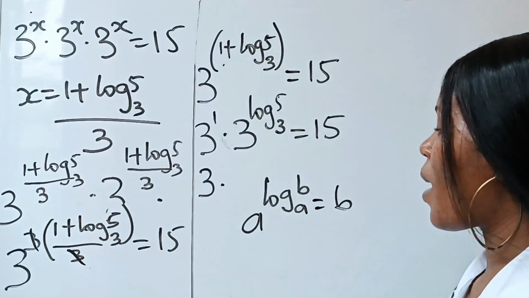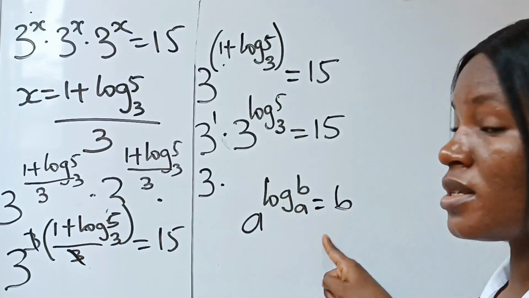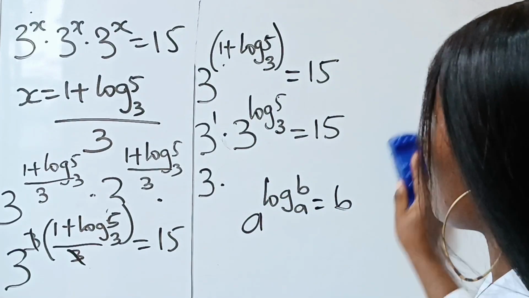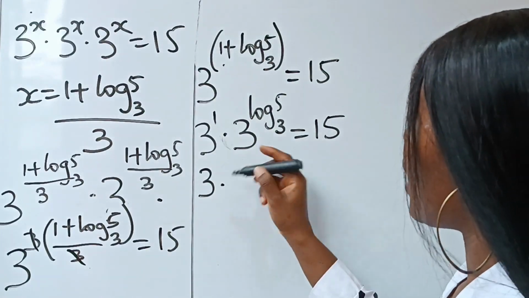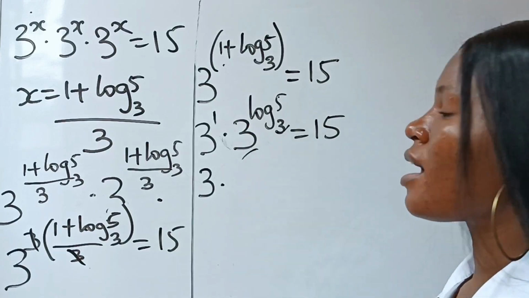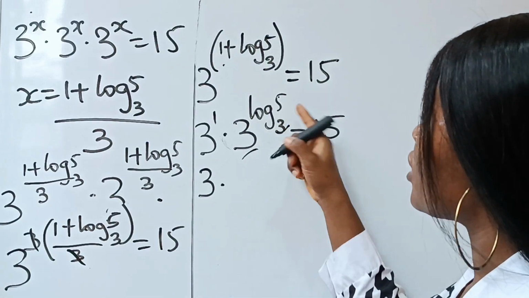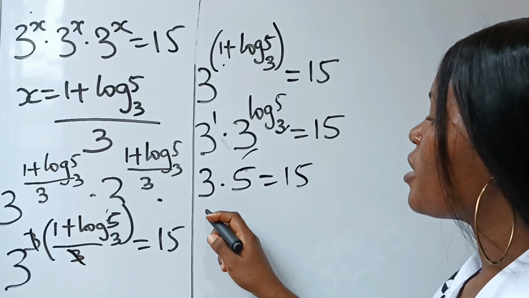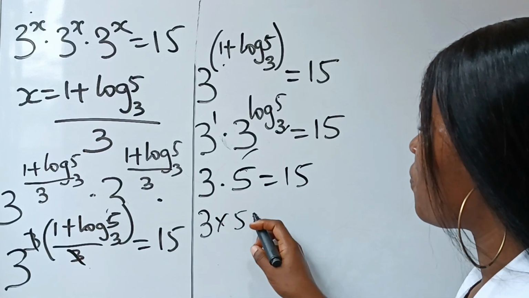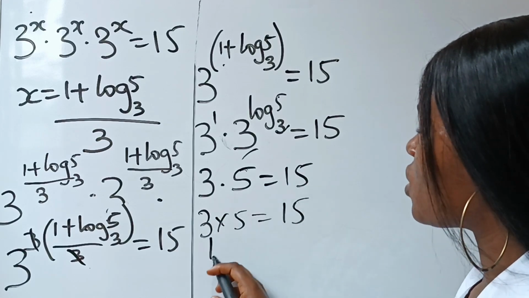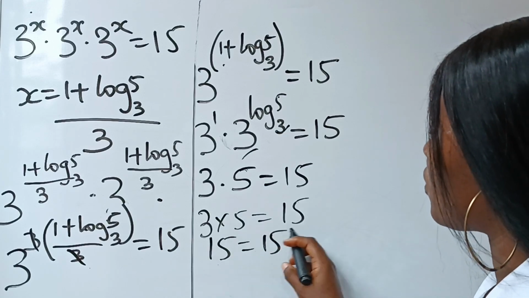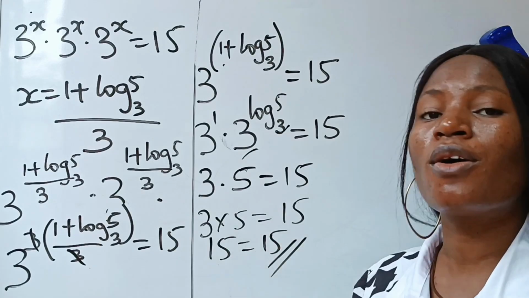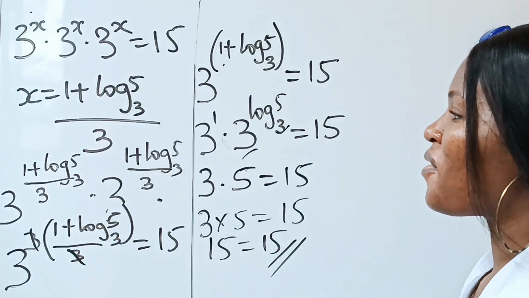Now we are going to relate this to this, and when we do that, since these are the same thing, we are going to pick 5. Multiply by 5 is equal to 15. So we have 3 times 5 is equal to 15. So we have 15 is equal to 15. So you can see that the answer we got is correct. Thank you so much for watching.